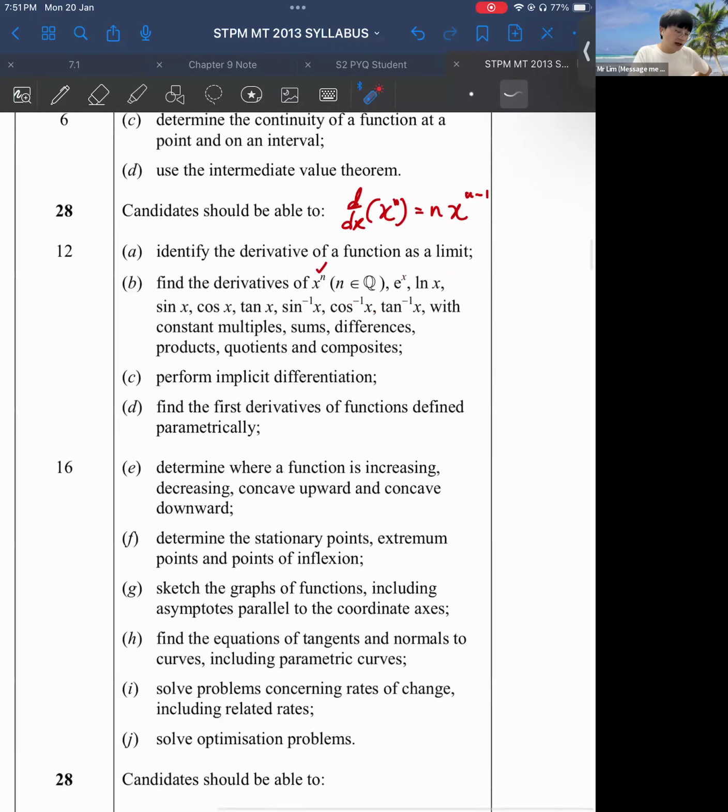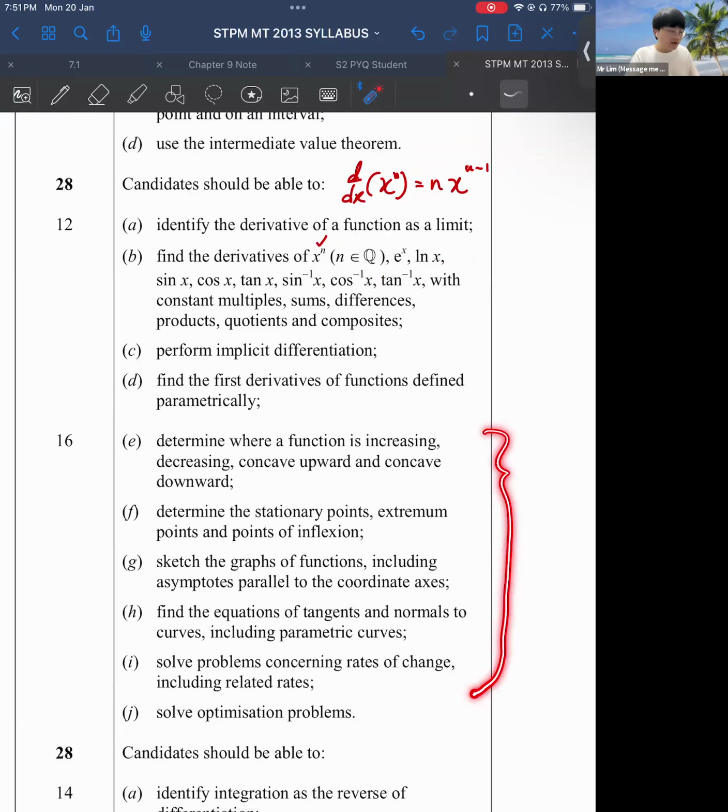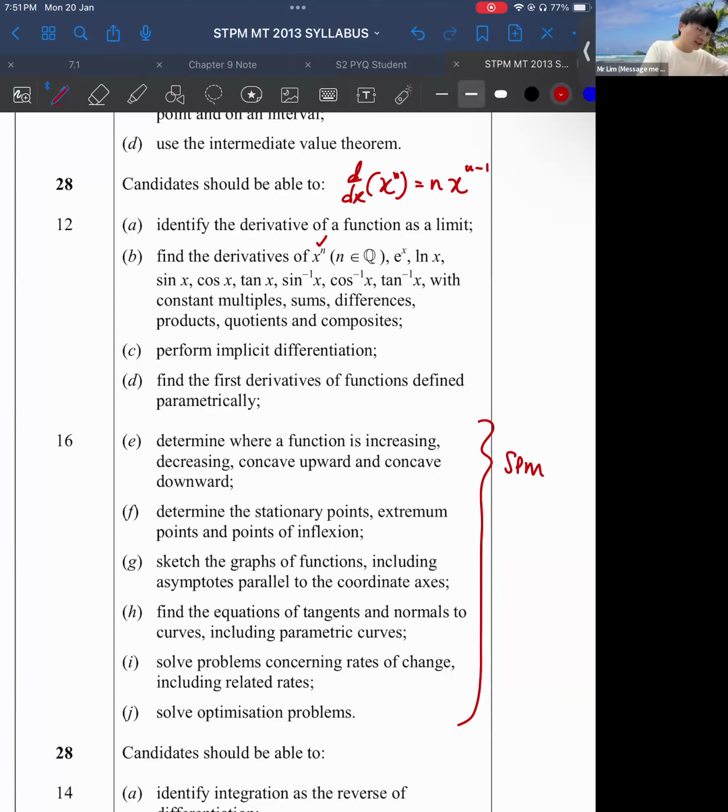And then you can see the rest of them. This one is the application. I believe this is also in your SPM syllabus, I think all of them are, if you remember. For example, the use of differentiation in graph sketching: how to find the minimum point, maximum point, point of inflection. We will see it once again. Increasing, decreasing, concave up, concave down, stationary, extremum, point of inflection. All this is in our SPM.